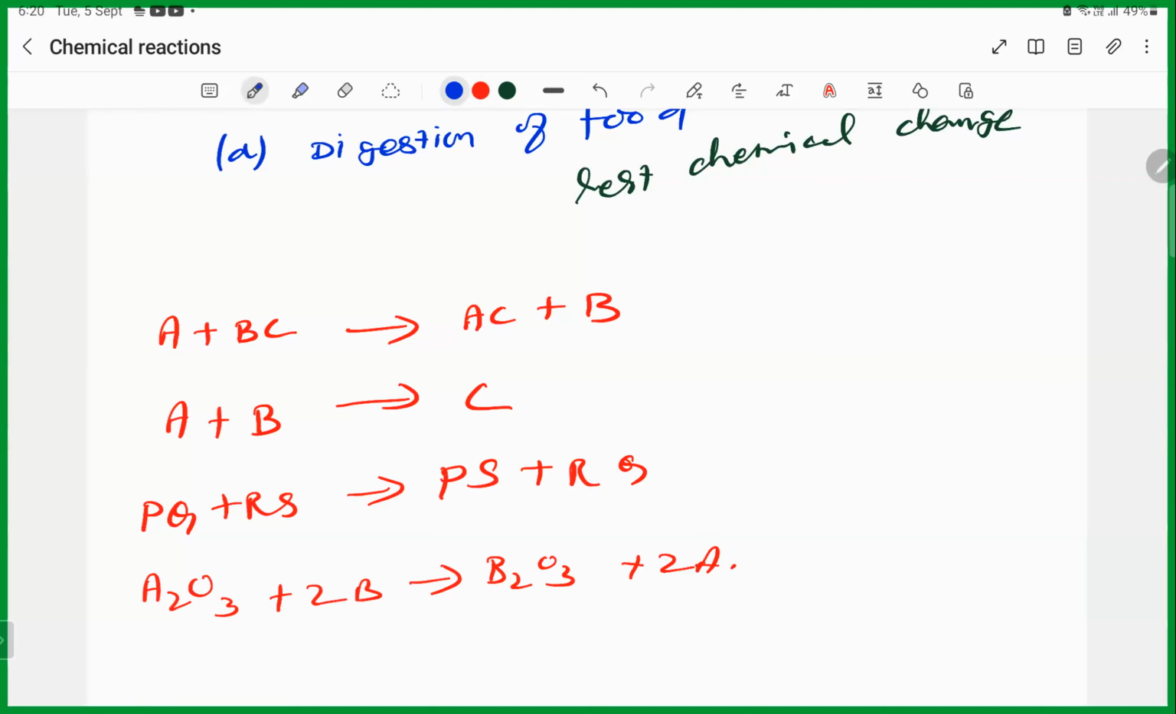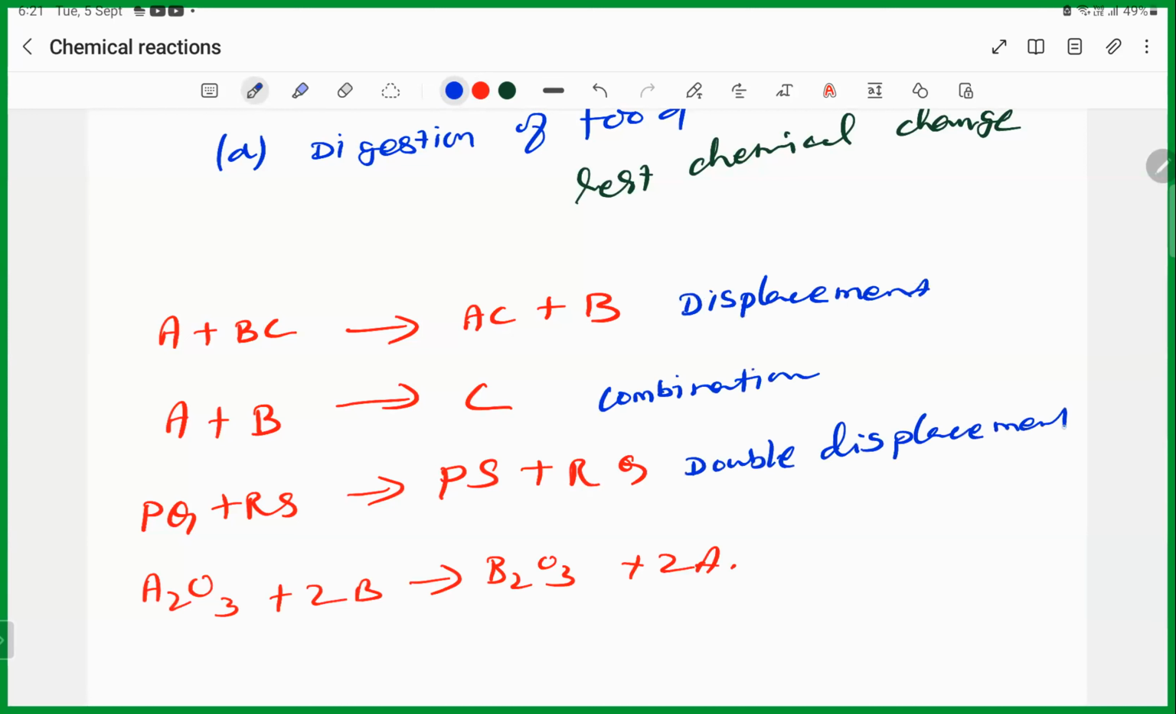So the first is displacement reaction. Second one is combination. Third is double displacement reaction. Others can also give the answer. So only Kaushik and Rohit are telling the answers. The fourth is displacement. Displacement, or otherwise? There is another name for this reaction. Reduction, or redox. Very good. Redox reaction.